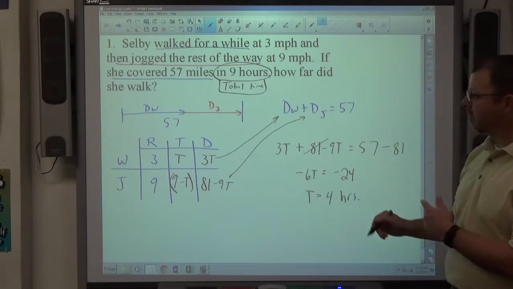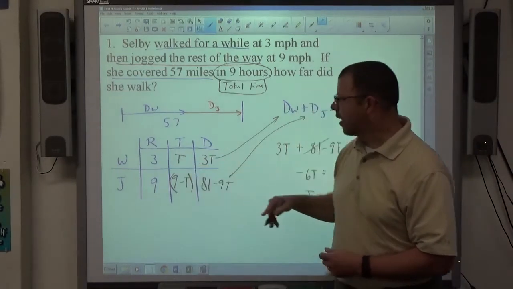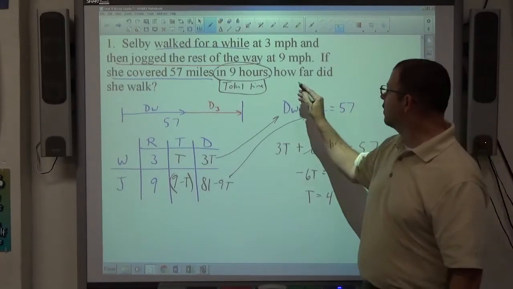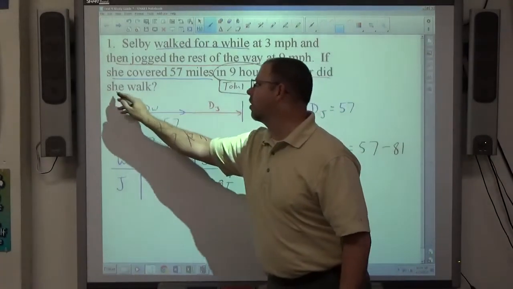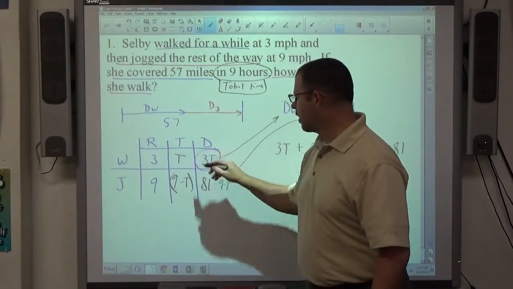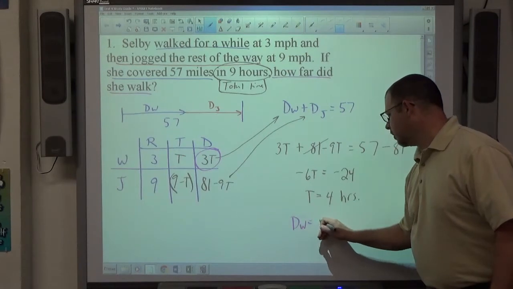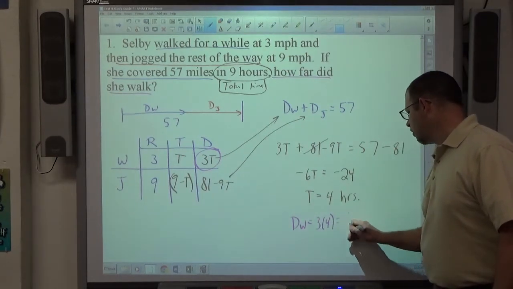Okay, and again, going back to my chart, t represents her walking time. The question does not ask for how long did she walk. The question says how far did she walk. So we're looking for her walking distance. So her distance walking is going to be 3 times 4, which is 12 miles.